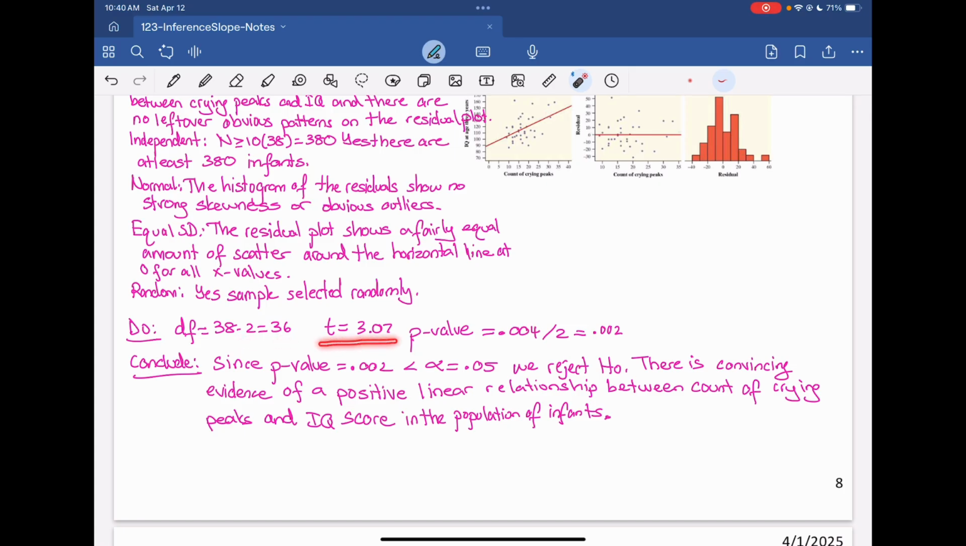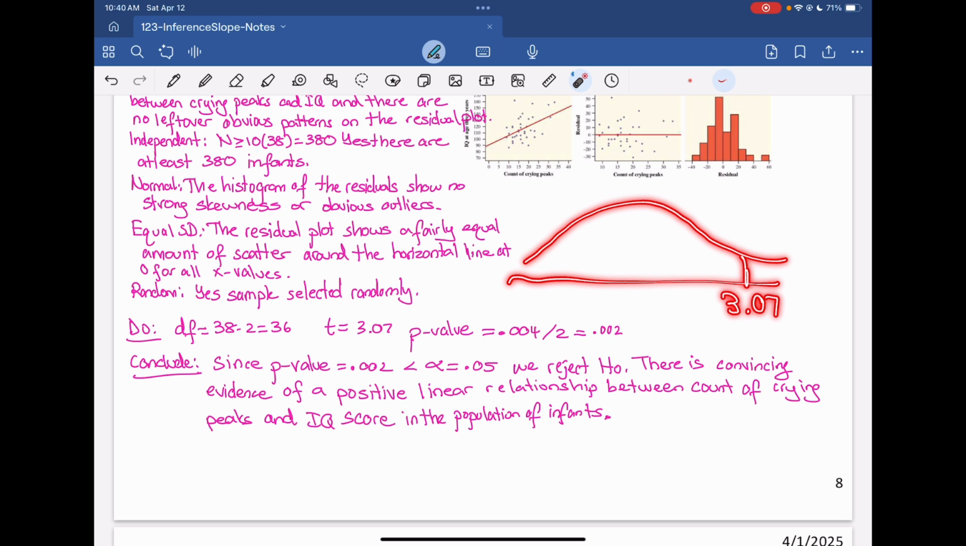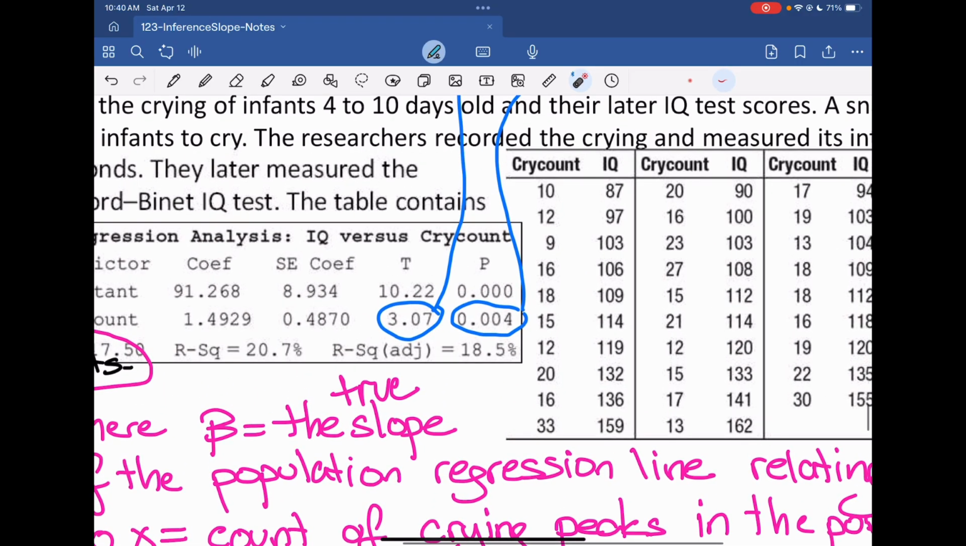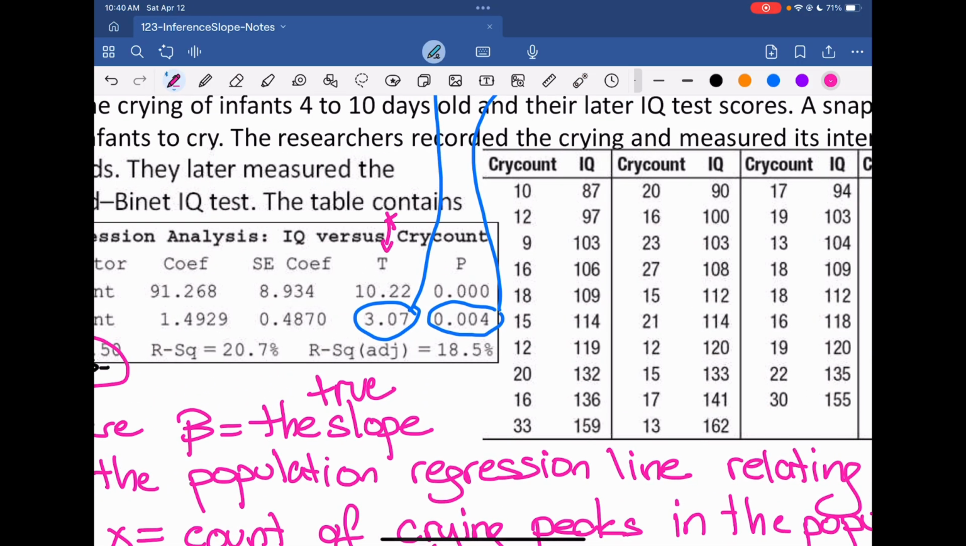The t score is, and this is not t star, t star is for confidence intervals. This is the t score for your t distribution. It's kind of like a z score, so somewhere out here, 3.07, the t score. Remember, t distributions look like normal distributions, but they tend to have fatter tails. Regardless, the t score is 3.07. Where did I get that? I got that from the output. It states it right here. This is your t score, the test statistic.